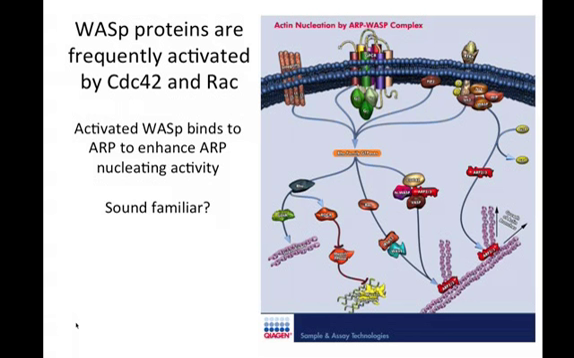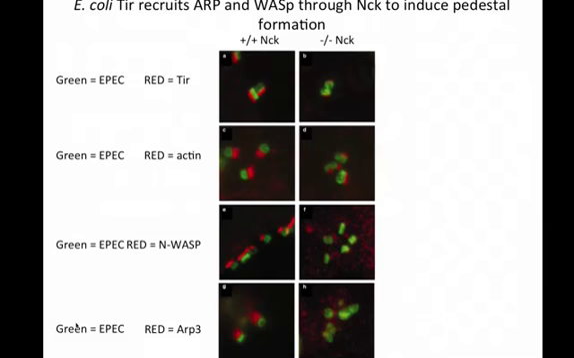So this should sound familiar as you think back to that E. coli paper, where you had E. coli injecting its own receptor, which was then recruiting all of these proteins, right? So remember this? E. coli Tir, that was that E. coli protein that was injected into the host cell, and it recruits ARP and WASP through NCK to induce pedestal formation. So back then you were looking at this going, okay, yeah. Hopefully now you can look at it again and say, oh, that makes so much more sense, right?